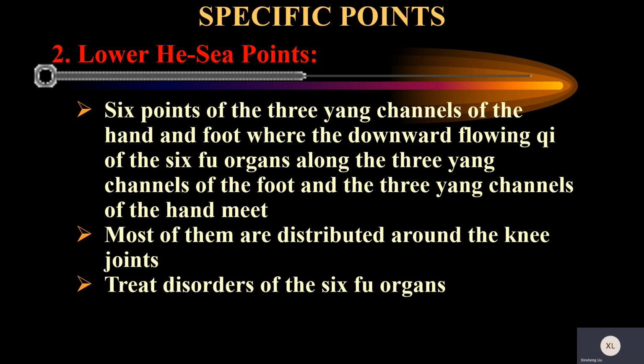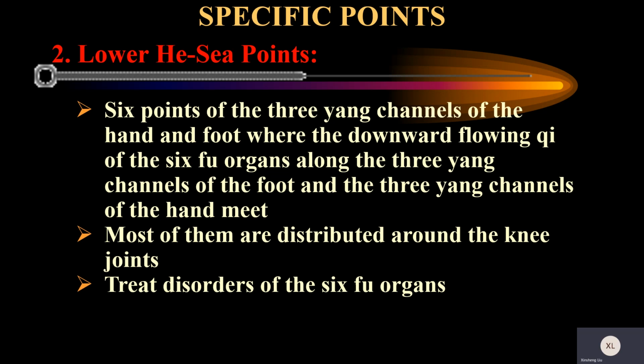Yeah. Lower Hersey points. What are the lower Hersey points? They are 6 points of the 3 yang channels of the hand and foot, where the downward flow of qi of the 6 fu organs along the 3 yang channels of the foot and the 3 yang channels of the hand meet. So the lower Hersey points, we know that we have 6 fu organs, right? The lower Hersey points can regulate the corresponding fu organ disorders. But these Hersey points are all located in the lower limb. Lower limb. Yeah, that's why I call them the lower Hersey points.